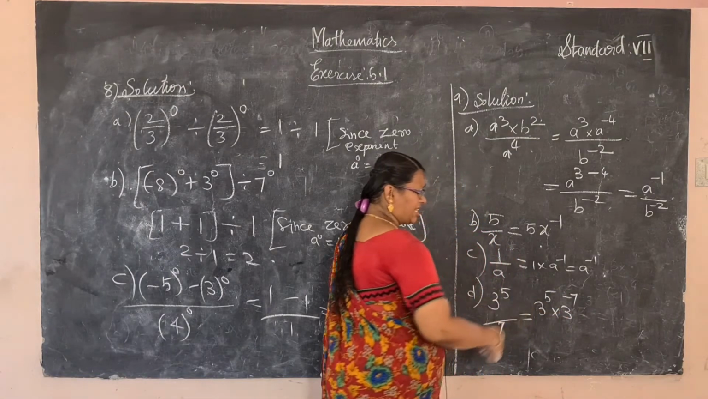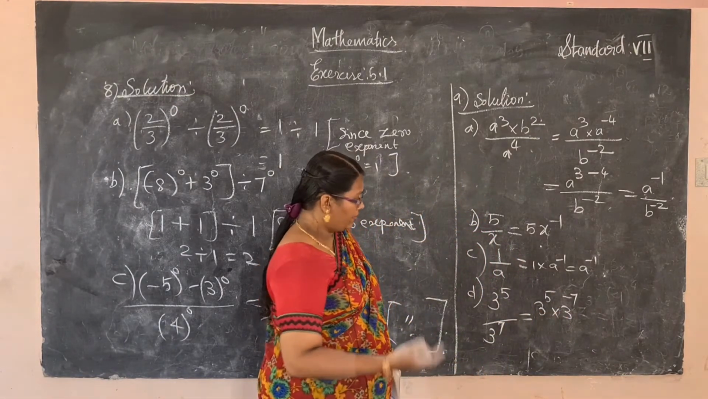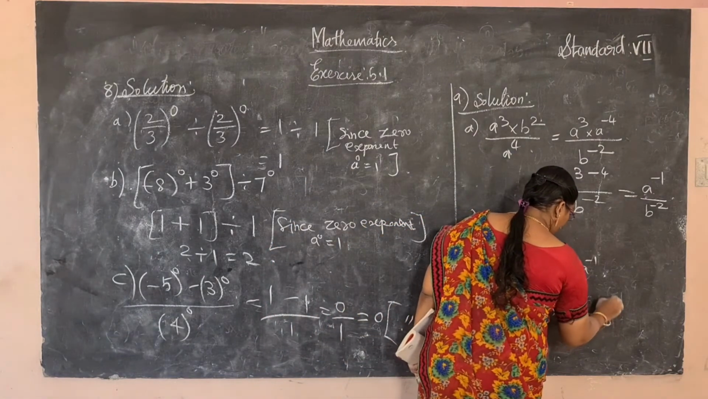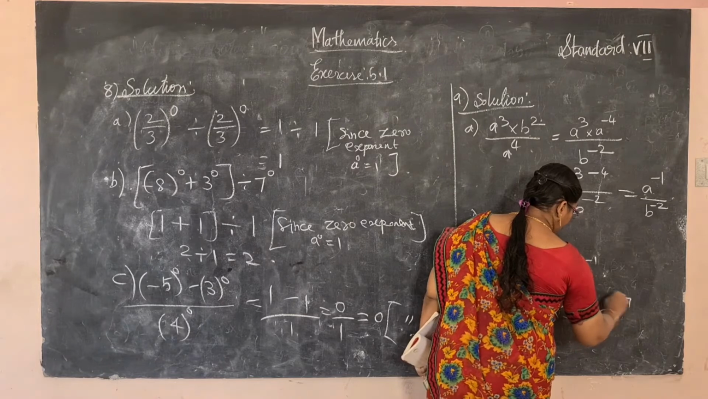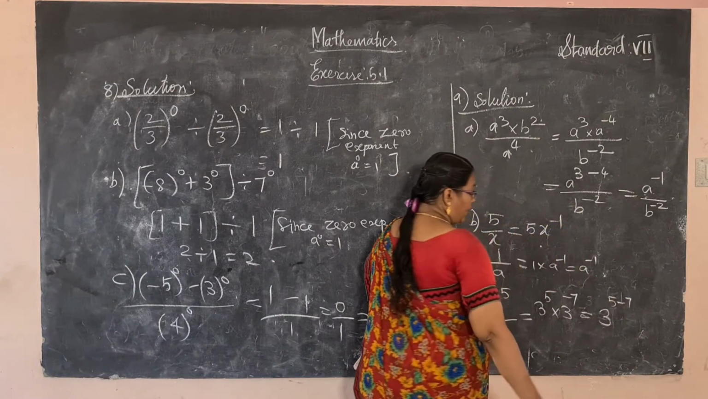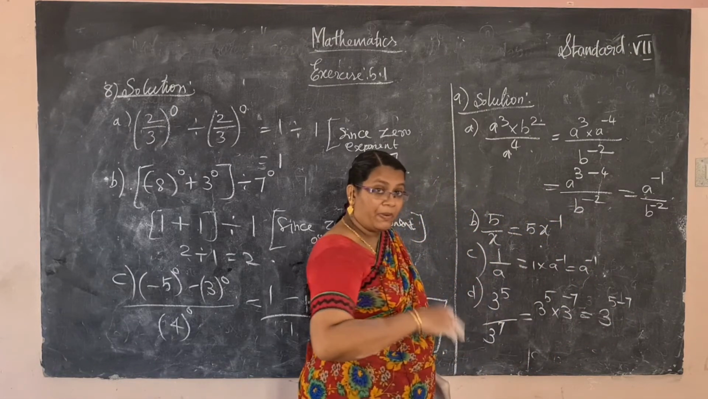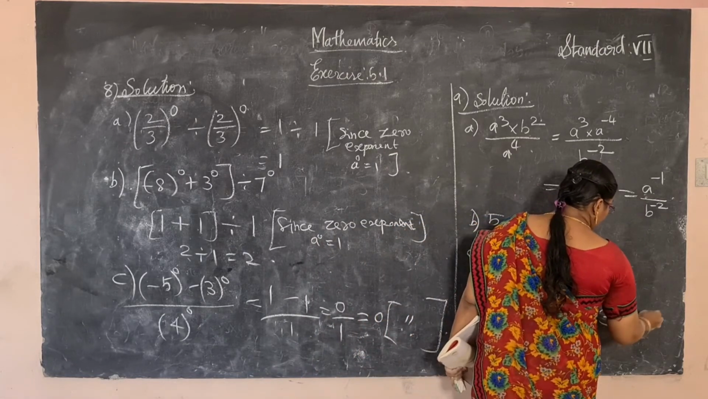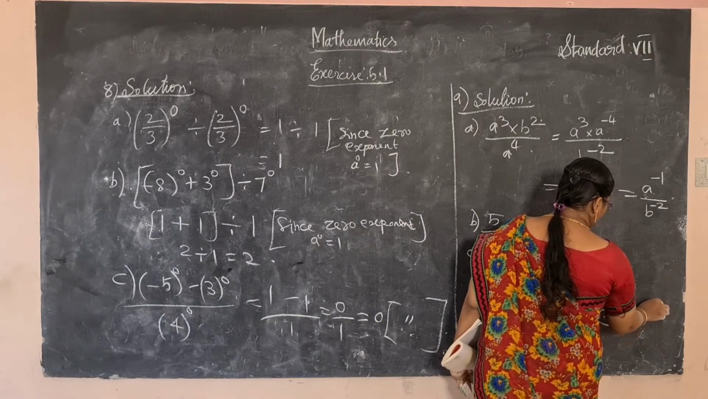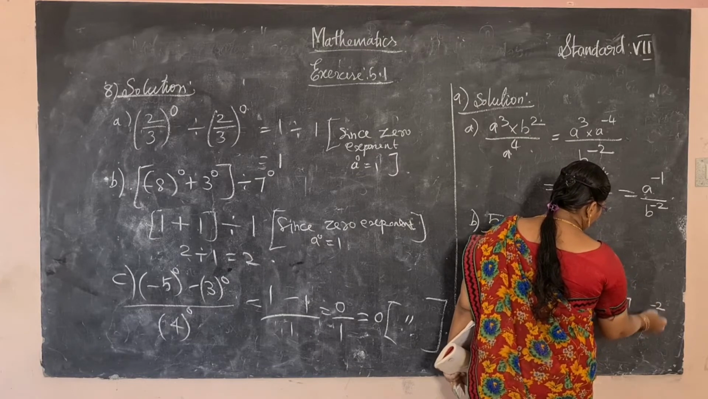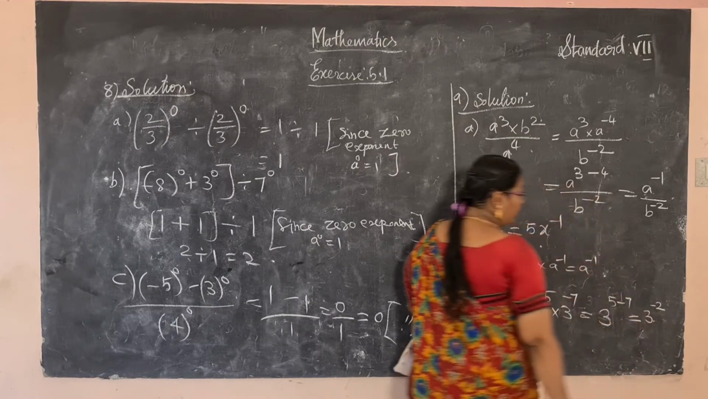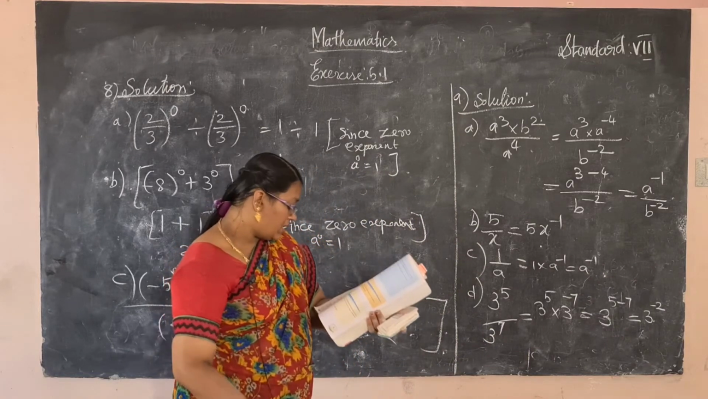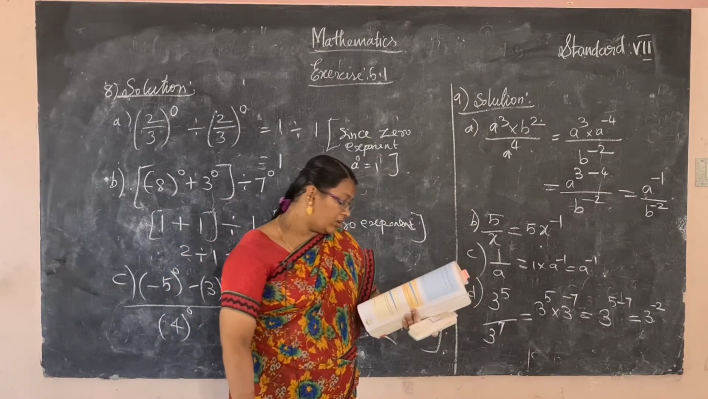The bases are the same, the powers will be added. So 3 power 5 minus 7. Here 7 already has the negative sign, so subtract and put the greater number's sign. So subtract, minus 2, and the greater number's sign is minus, so 3 power minus 2 is the answer, which is also a negative exponent. The remaining 2 problems are homework.